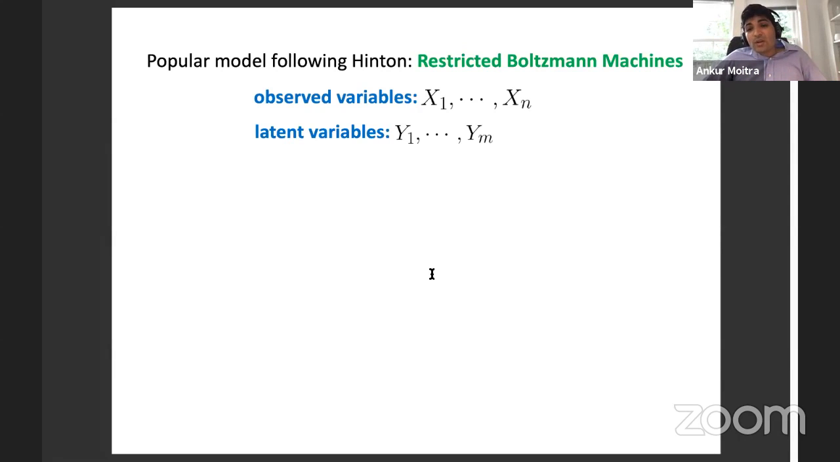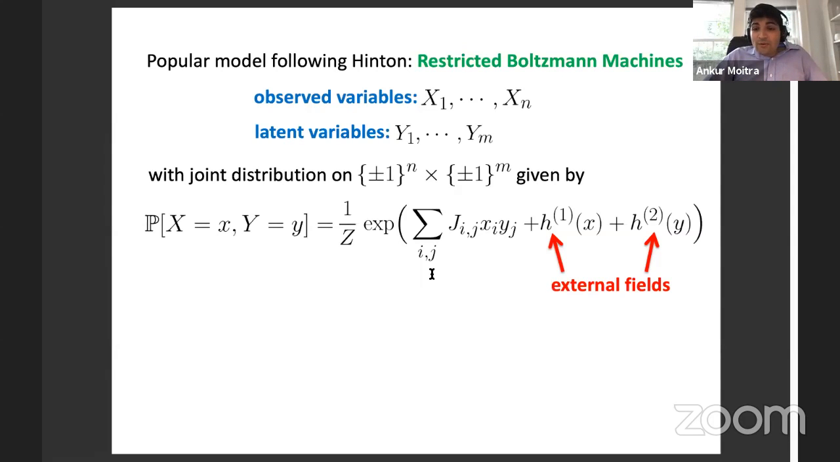So imagine that you have two classes of variables. You have observed variables, x1 through xn, and they'll take on plus minus 1 values again. And you have latent variables, y1 through ym. And again, they take on plus minus 1 values. Now, what you do is you define a joint distribution on the x's and y's, and it looks just like the thing that you've seen. There's an interaction matrix J, but now X transpose times J times Y is the contribution to the energy. And then you have two different external field terms, one for X and one for Y.